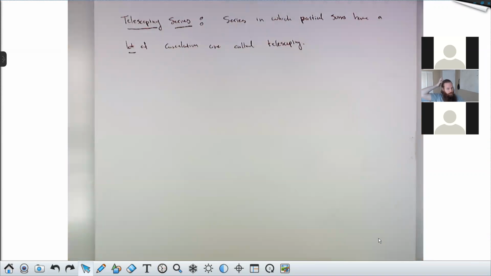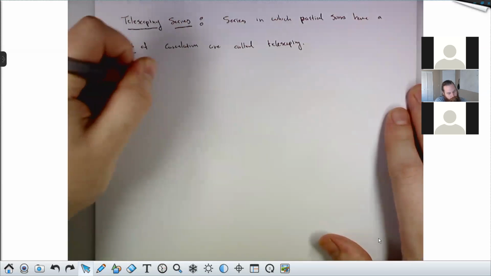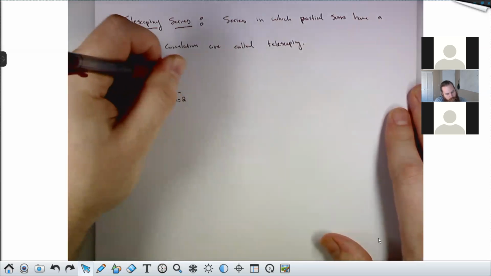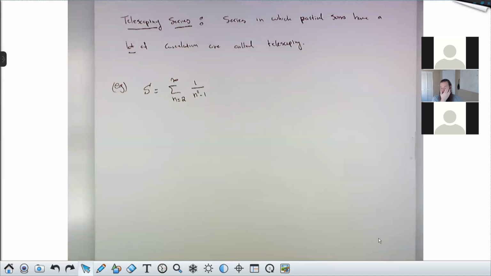And the way we handle telescoping series is by writing out the partial sums. And then remember that the full series is the limit of the partial sums. So you find a nice formula for the partial sum, and then you send capital N to infinity. There's a handful of famous examples. I'm going to do this one.